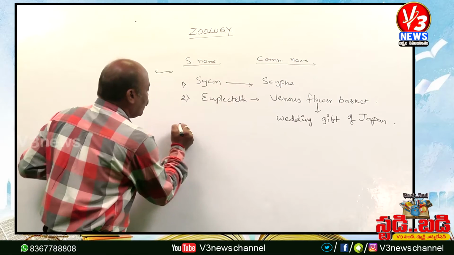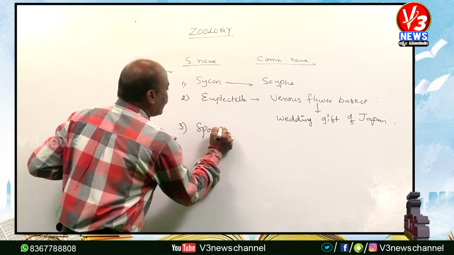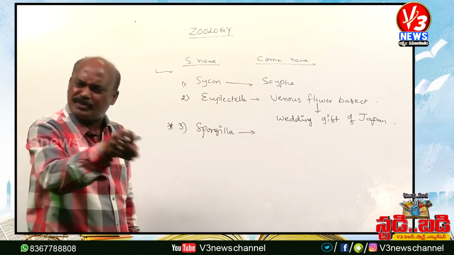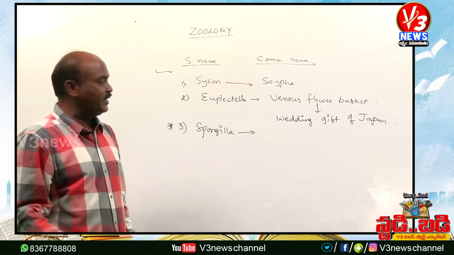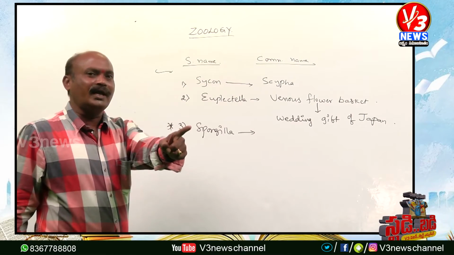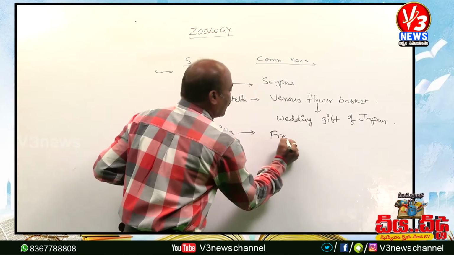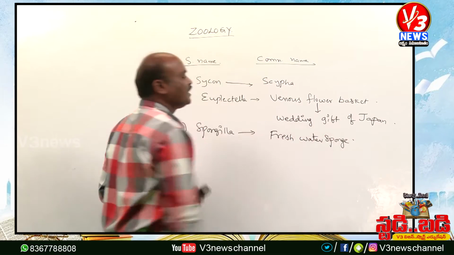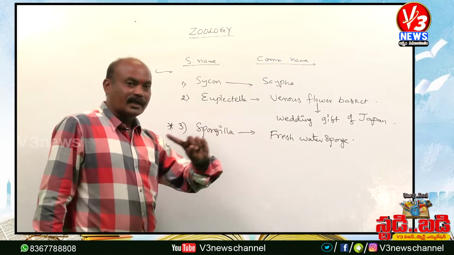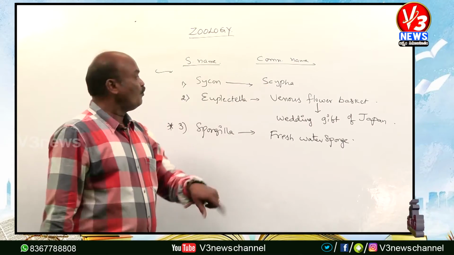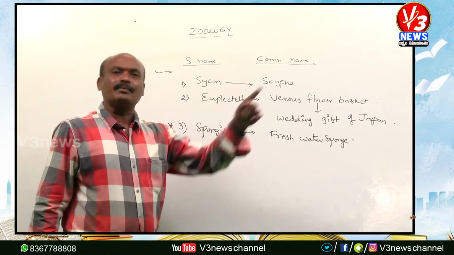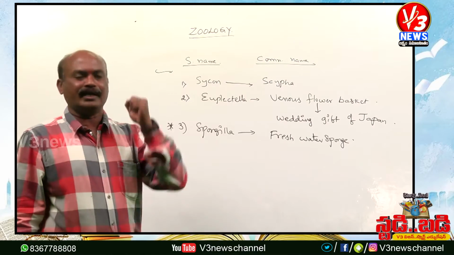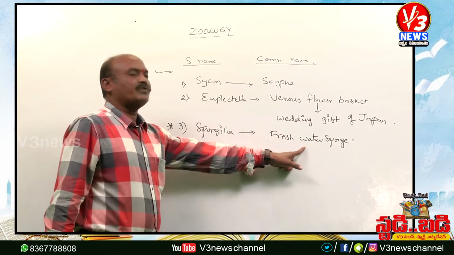Then Spongilla. This is a very important example regarding NEET, because it has one speciality. It is the only freshwater sponge, commonly called the freshwater sponge. It belongs to the class Demospongiae, phylum Porifera, and subkingdom Parazoa. The kingdom is of course Animalia. So that is Spongilla, the freshwater sponge.